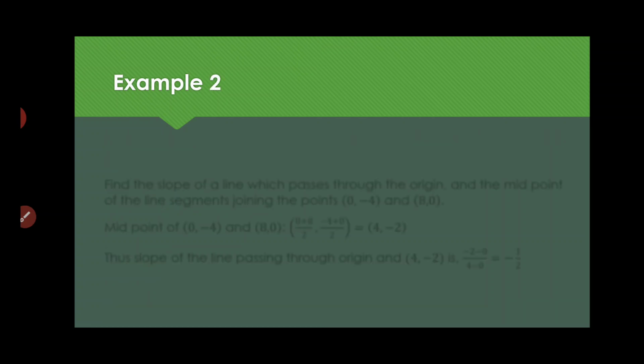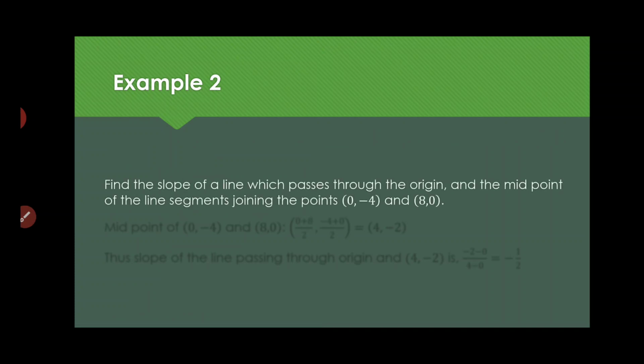Next, number 2. Find the slope of a line which passes through the origin and the midpoint of the line segment joining 0, -4 and 8, 0. So first we need to find the midpoint of the line joining 0, -4 and 8, 0. So let us do that. We already know the midpoint formula. If the 2 points are x1, y1 and x2, y2, then the midpoint is x1 plus x2 by 2 and y1 plus y2 by 2. So we have done that, and we get the point as 4, -2.